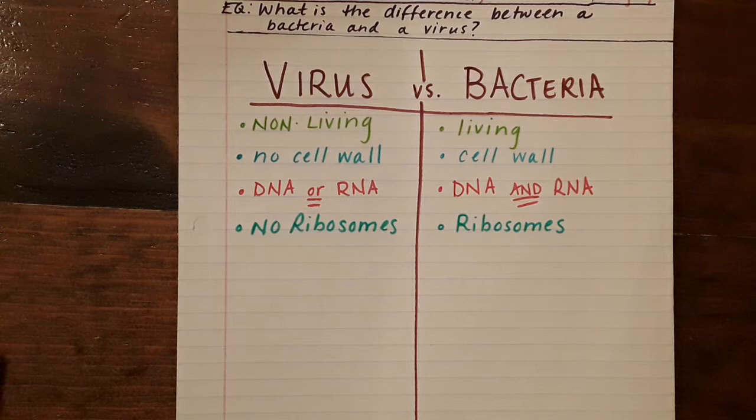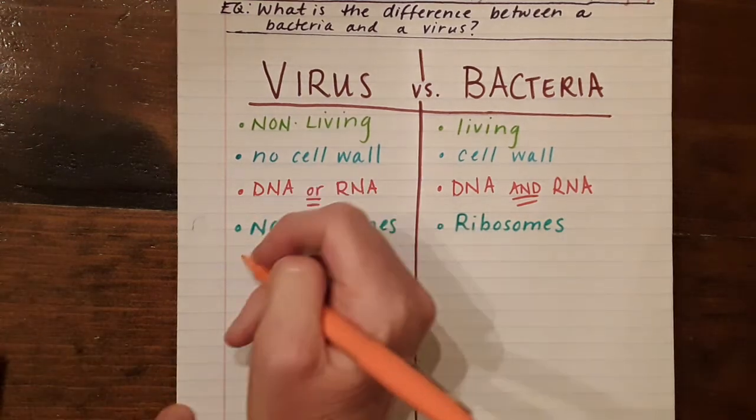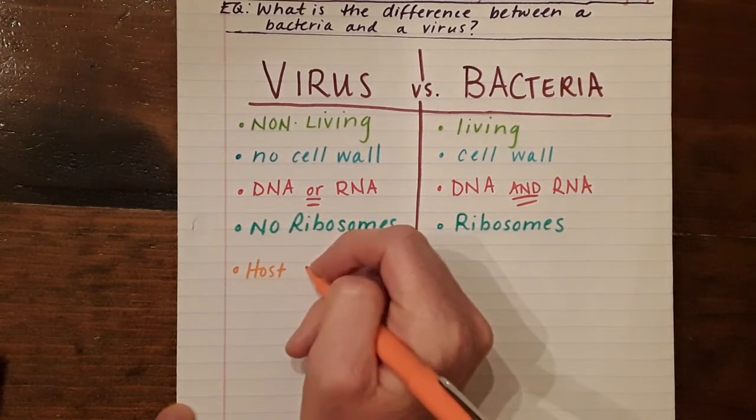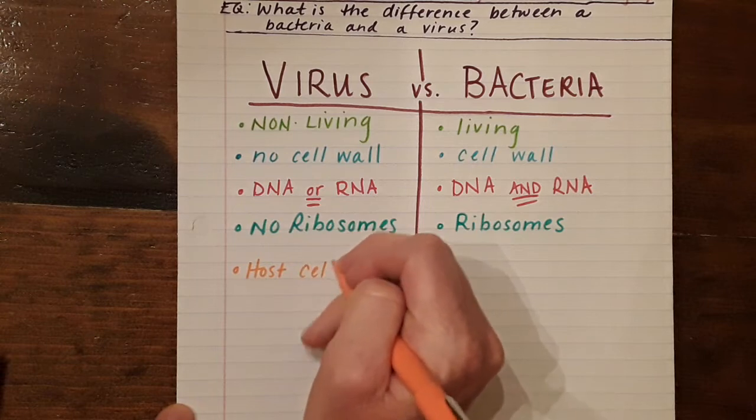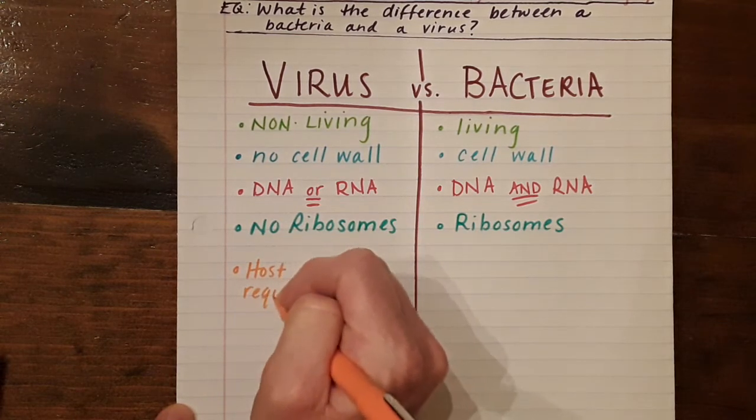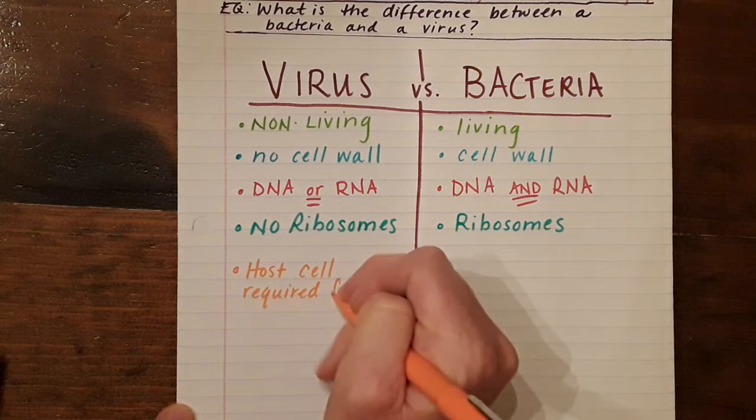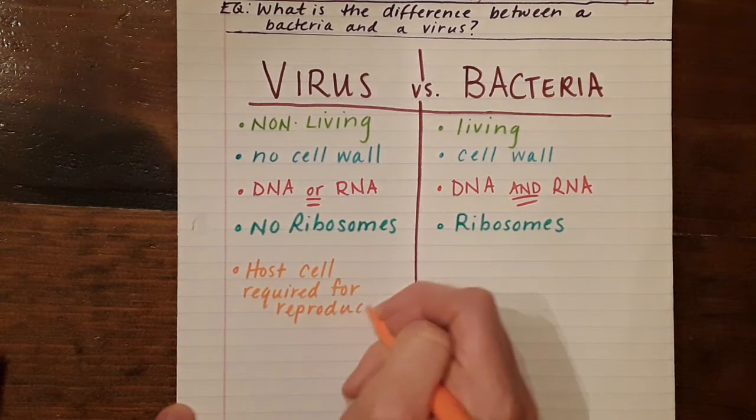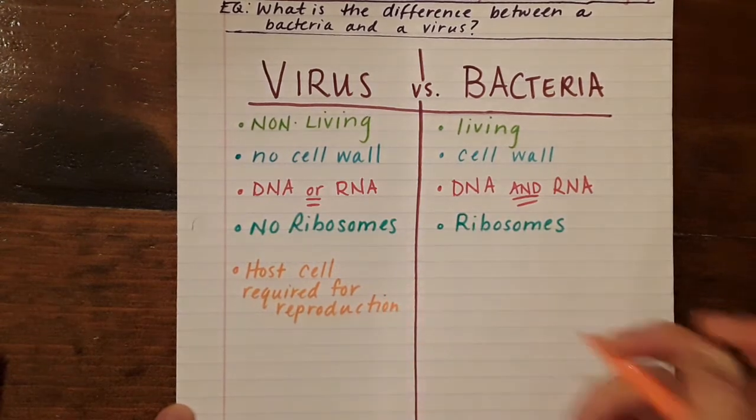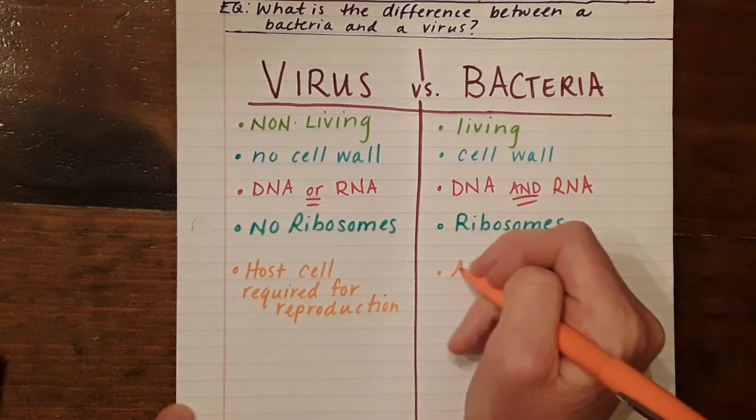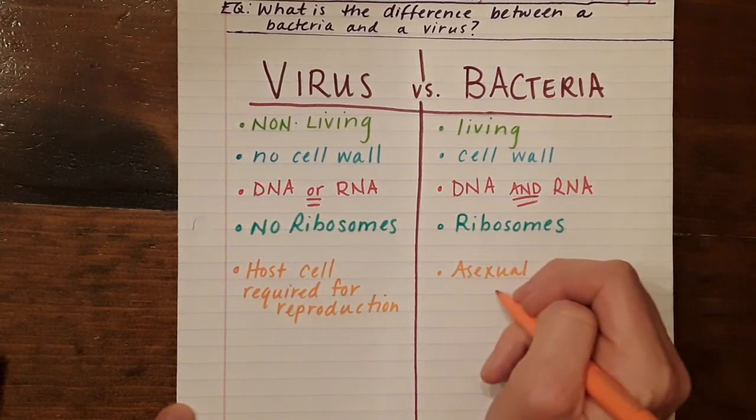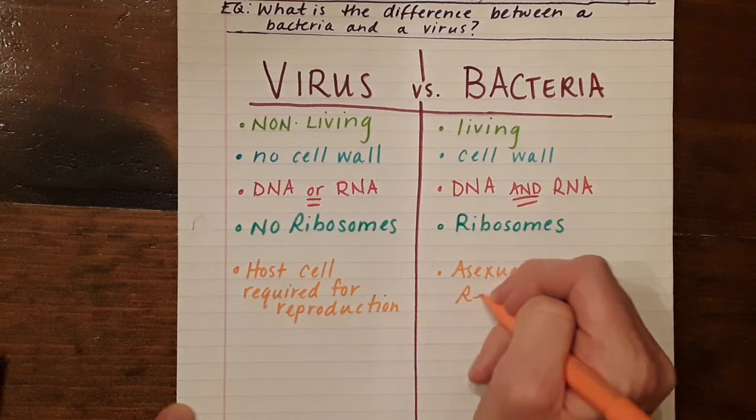So a virus needs a host cell in order to reproduce. So it requires a host. So when you have a viral infection, the virus is using your cells as a host to make more viruses. So a host cell is required for reproduction. Now bacteria, when they reproduce, they just reproduce asexually. So they just copy their genetic information and then they split.